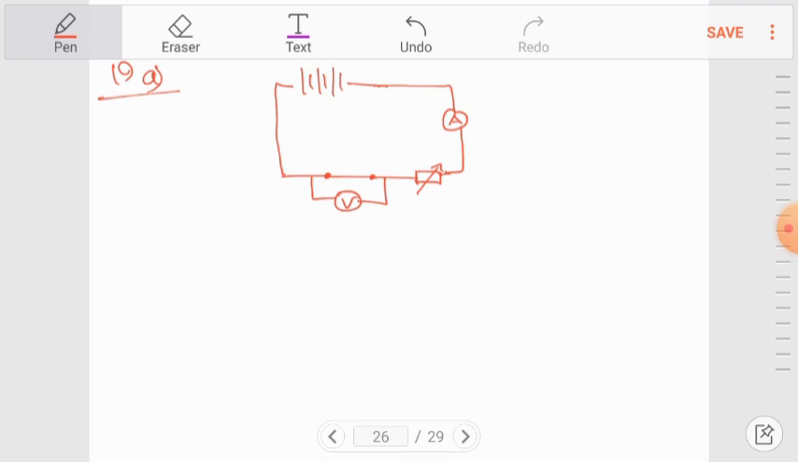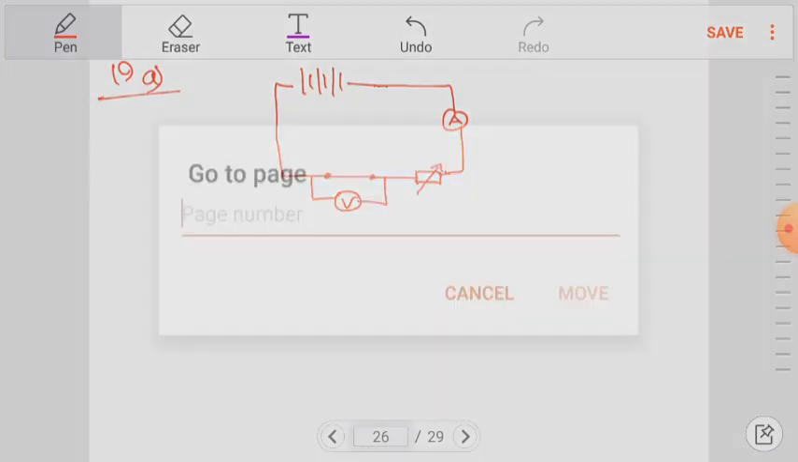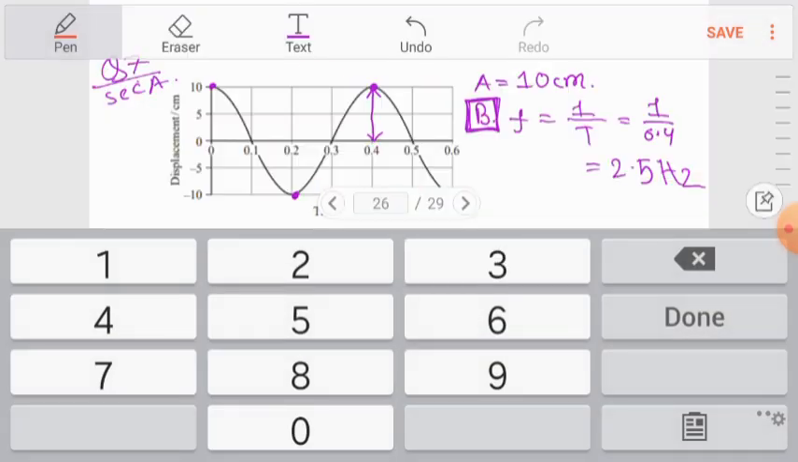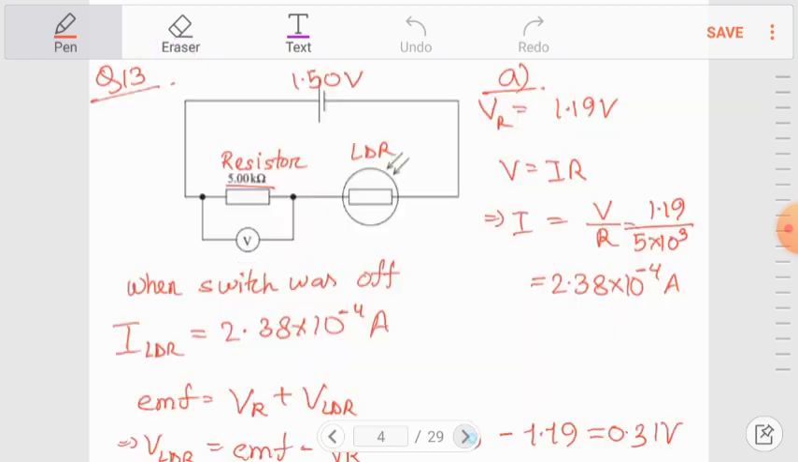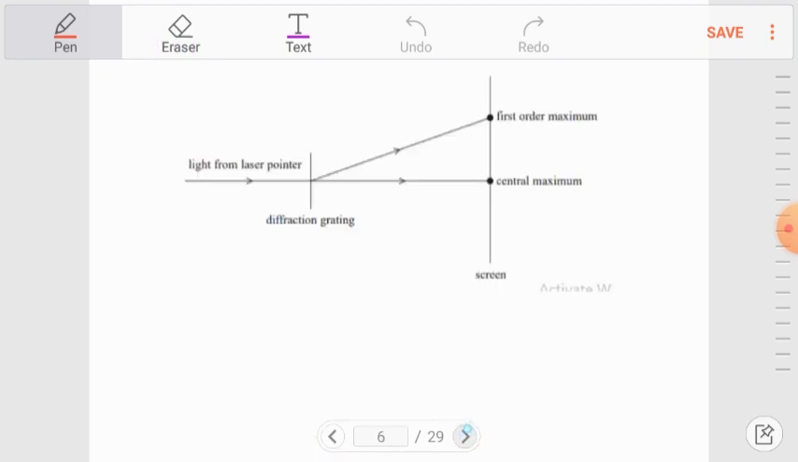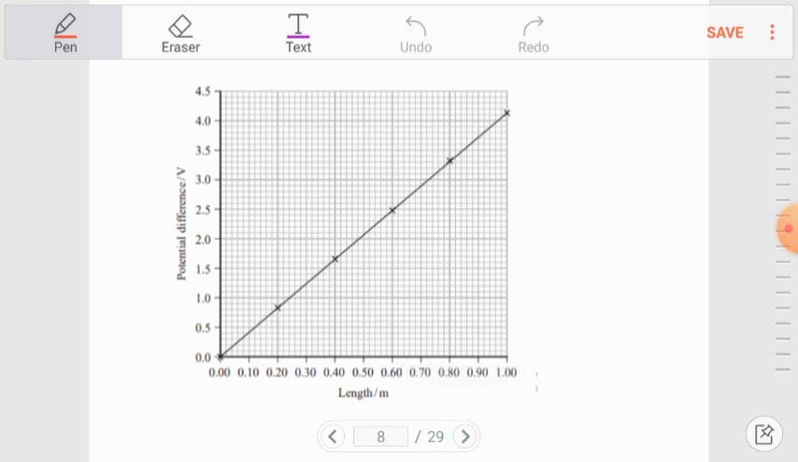Moving to part B, the student varied the length of the nichrome wire in the circuit. For each length, she measured the potential difference across the nichrome wire. She used the variable resistor to keep the current in the wire at 0.2 ampere during the experiment. The student plotted a graph of potential difference against length of nichrome wire. So I have actually plotted the graph for this. I'm just moving to that page. Okay, so this is the page, and now we are solving the part B1.